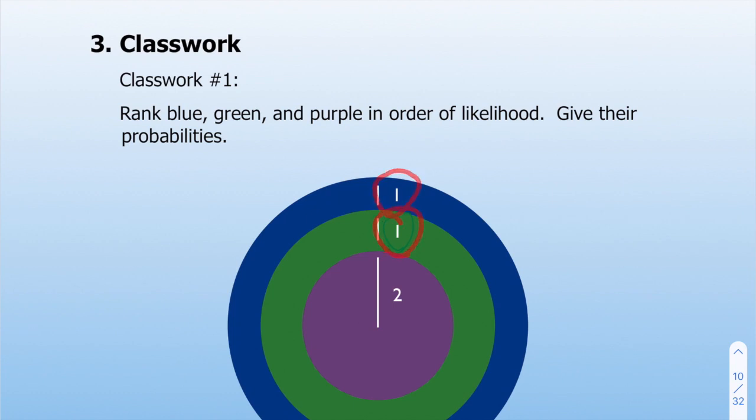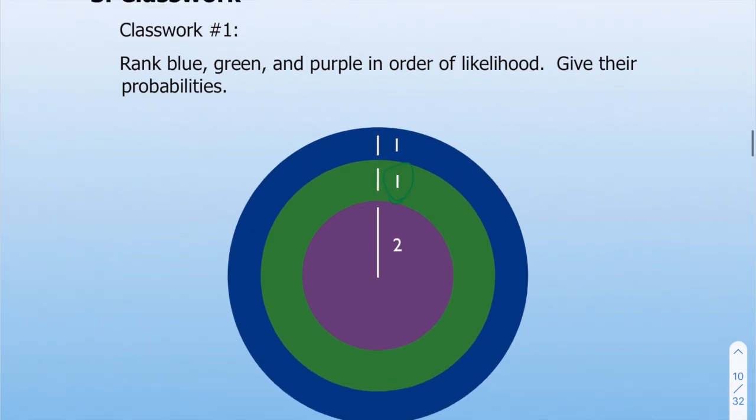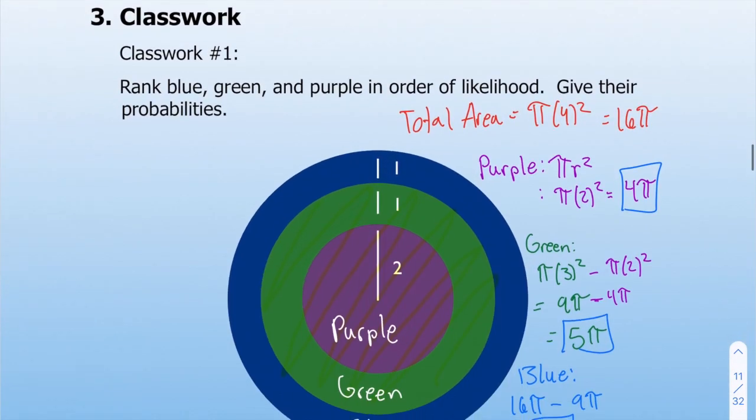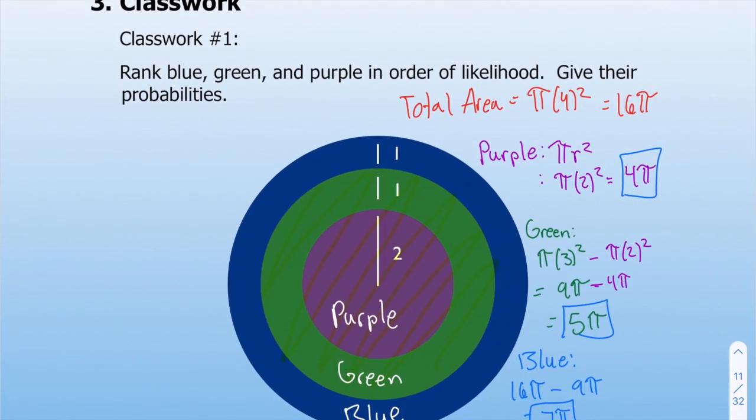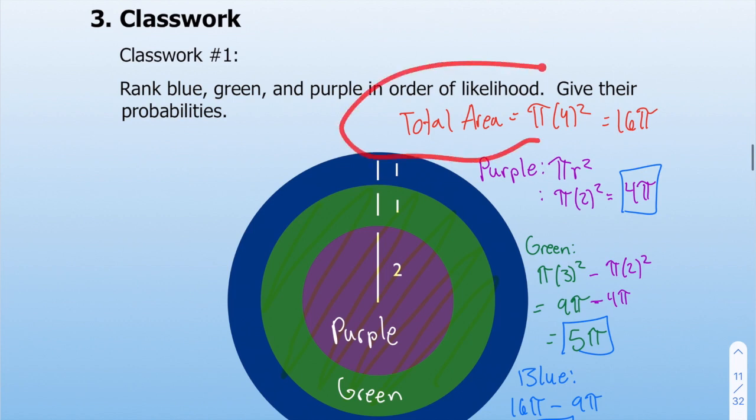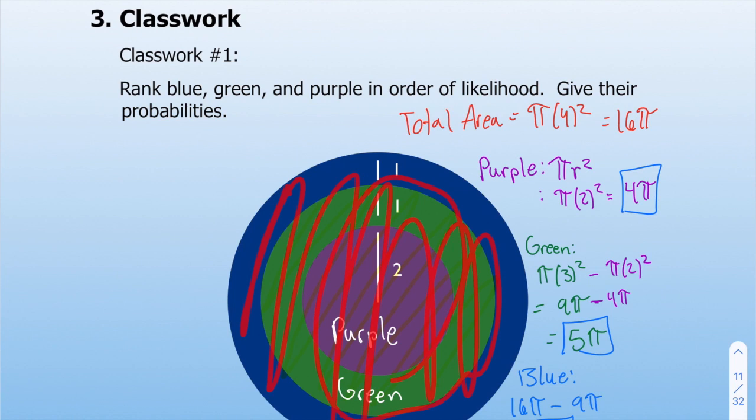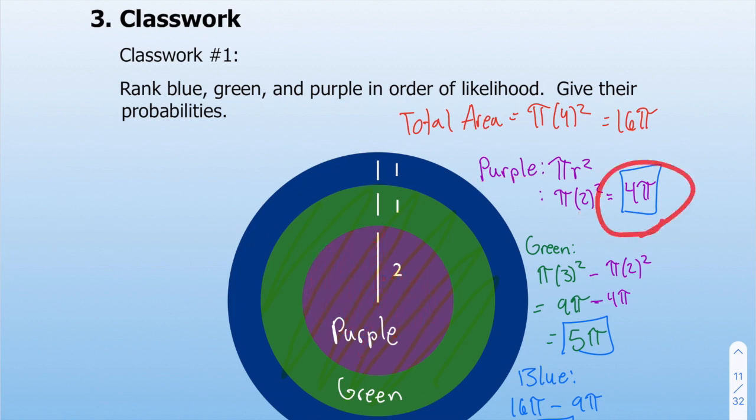So in order to do this, I'm just gonna explain the work here. So take a look. Okay, focus on top here. Total area. Okay, what's the radius? This is 2 plus 1 plus 1. That's 4. Boom, radius is 4. So the total area of this whole thing, 16 pi. Boom. Okay. Purple. Look at the purple here. What's the radius? Just 2. Boom. 2 squared. 4 pi.